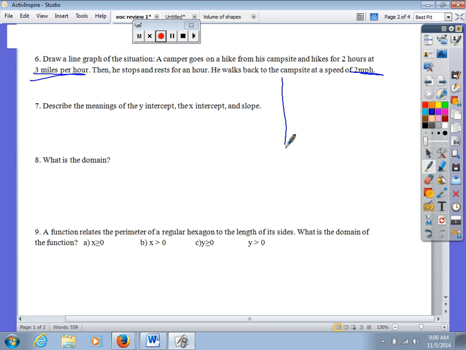So if I was to draw a line graph, I'm going to start right here. Time is always your x. And what is our time in? Hours. So I'm going to do 1 hour, 2 hours, 3 hours, 4. I'm going to go all the way to 6. This is hours. Okay, and then this is how many miles, right? So for kicks and giggles, let's go up to 8.